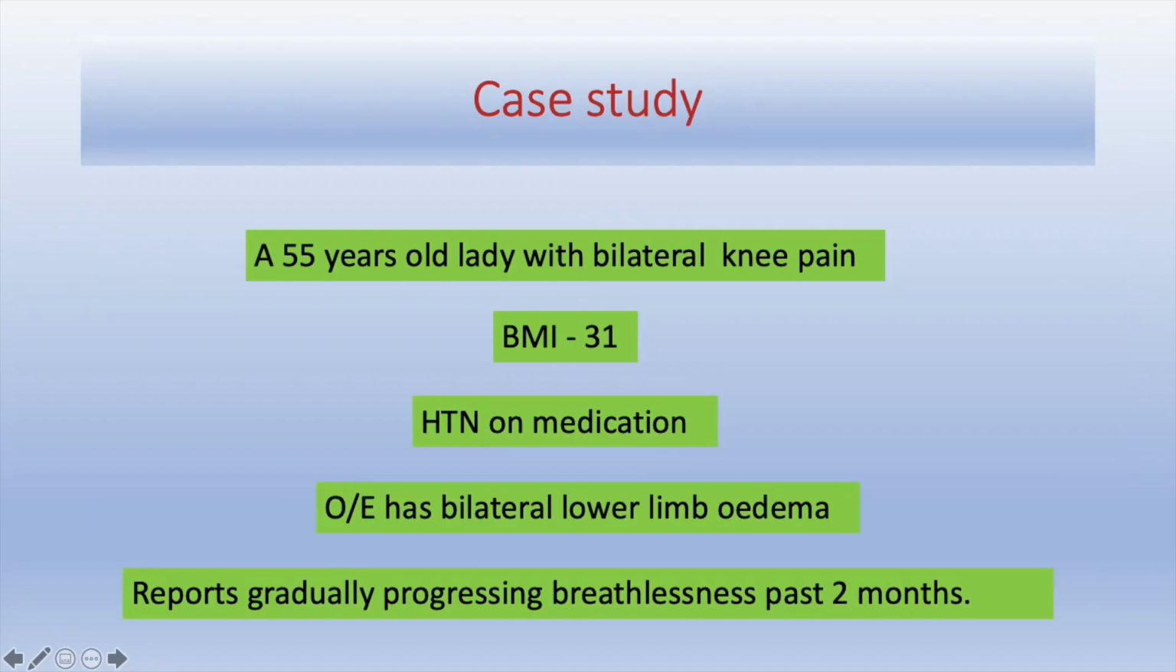A 55-year-old lady presents to your clinic with bilateral knee pain. She will be classed as obese with a body mass index of 31. She has high blood pressure and she's on medication for it, no other medical history. On examination, you find that she has bilateral lower limb edema. And she also complains that she has been getting breathlessness progressively for the past 2 months.